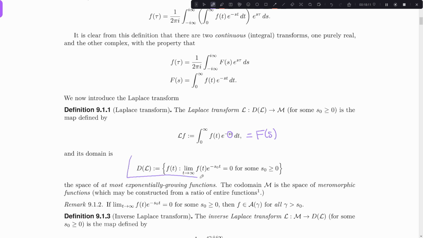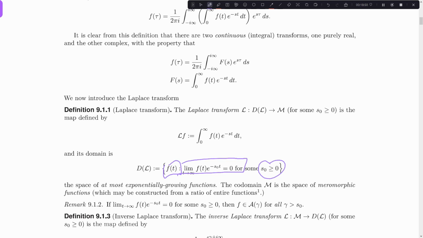Its domain ends up being this space of, at most, exponentially growing functions. Basically what that means is if I let the parameter in exponential decay get large enough, if I choose some really, really big s sub 0, then I can gain that the limit of f times exponential decay is 0. So that means that f at most grows exponentially, because maybe it's exponential of order 34, then the moment s0 becomes 35, the entire limit has to be 0. So those are the sorts of functions that I can plug into my expression there.